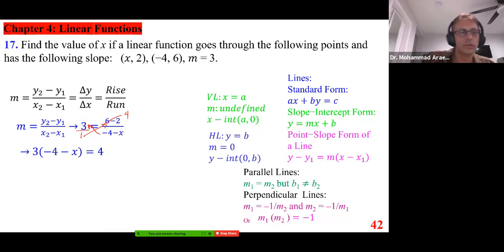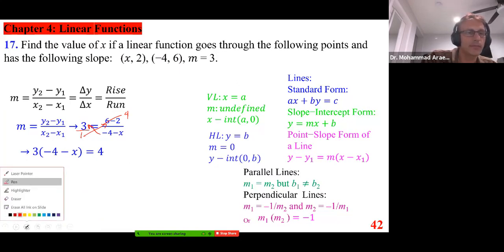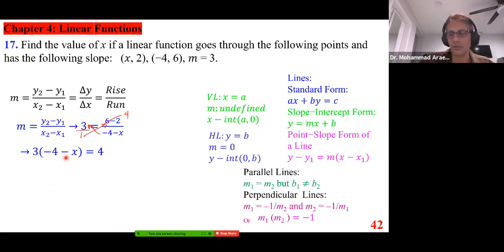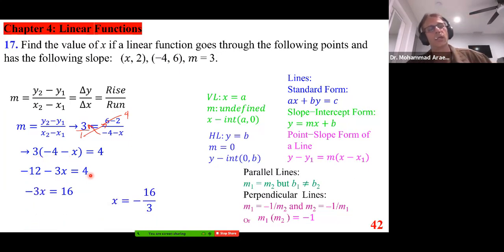We distribute: -12 minus 3x. We move the -12, becomes +12, with 4 becomes 16. Divide by -3. So -16/3 is the final answer.